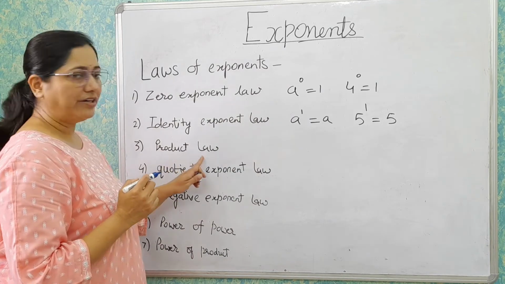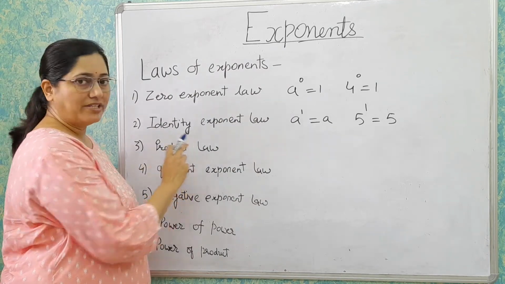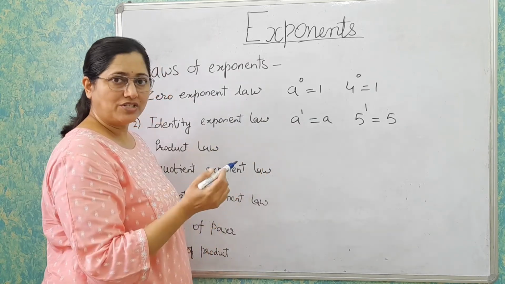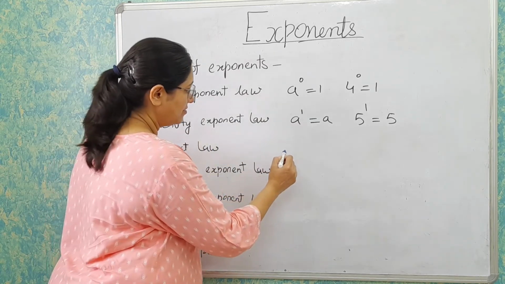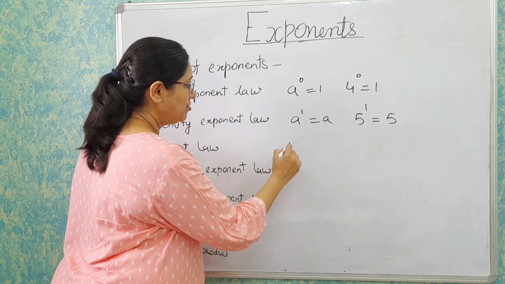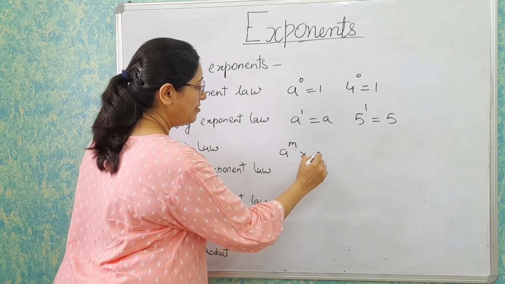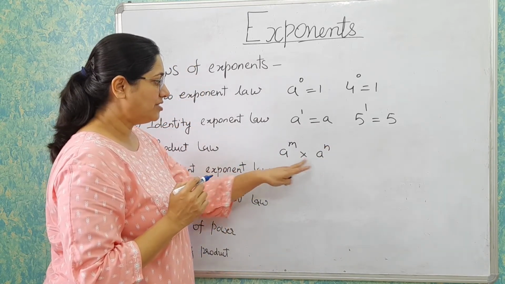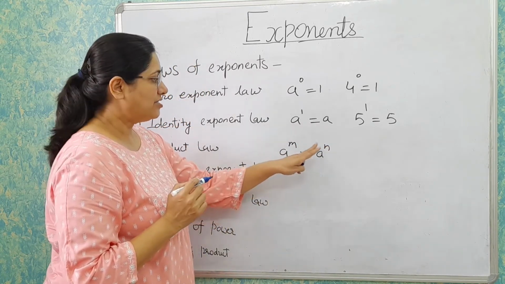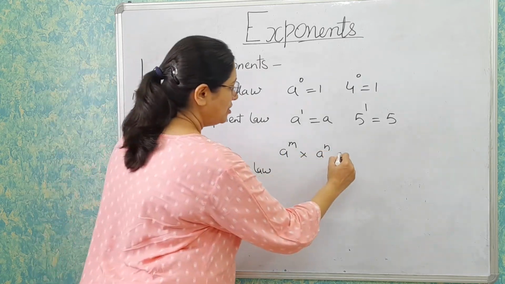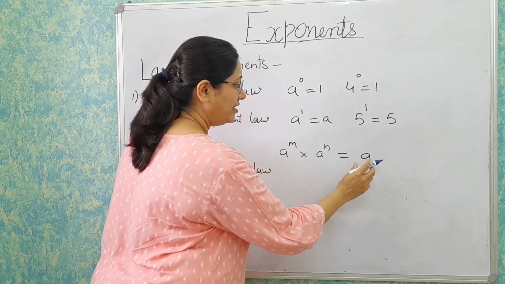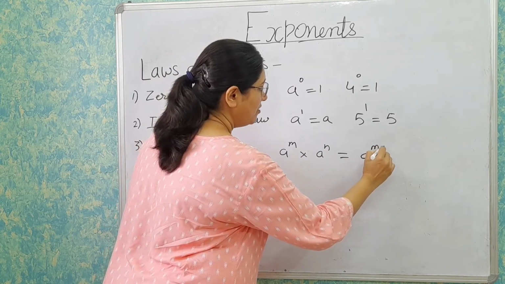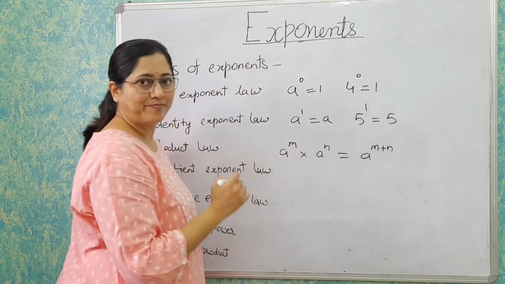Third law, the product law. This product law is applicable when bases are the same. Suppose I have two rational numbers or two integers, a raised to the power m multiplied by again a raised to the power n. In both numbers, the bases are the same and the exponents are different. So its product will be, I just have to write the base and then add the exponents. So I will write m plus n.